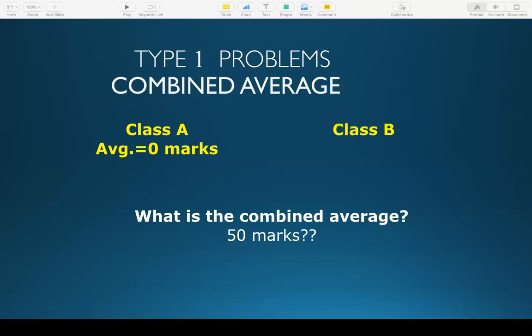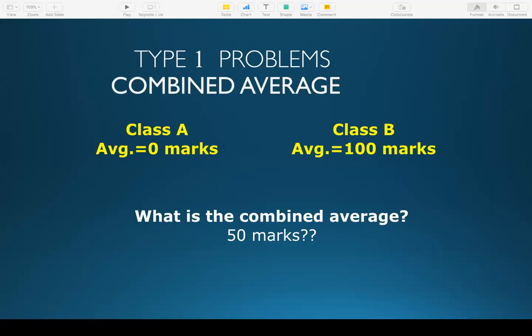And then there's another class, class B, where the average is 100 marks. It does not mean that the test was of 100 marks. Let's assume that this was a CAT paper, so the total marks was 360. So class A average is 0, class B average is 100.